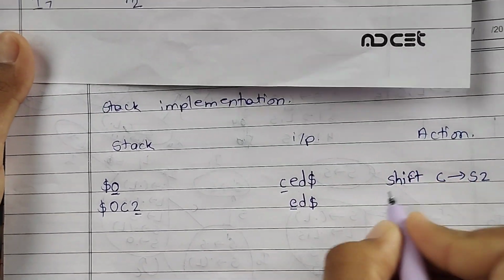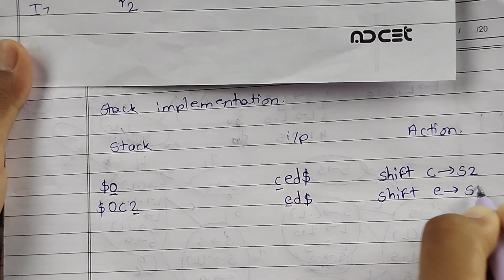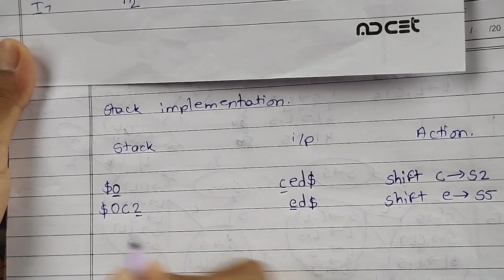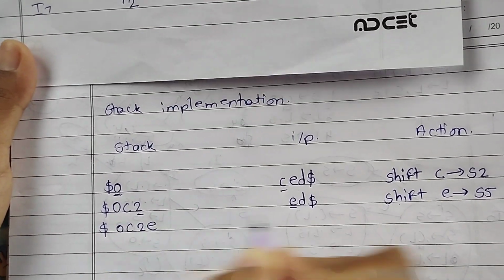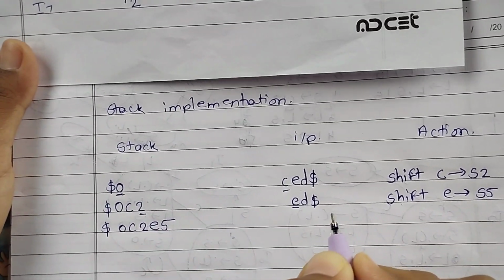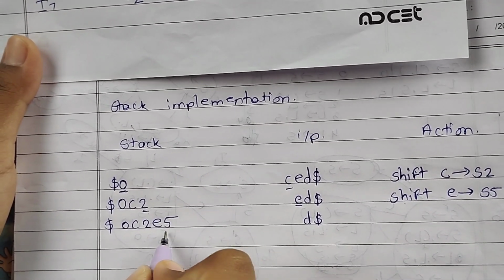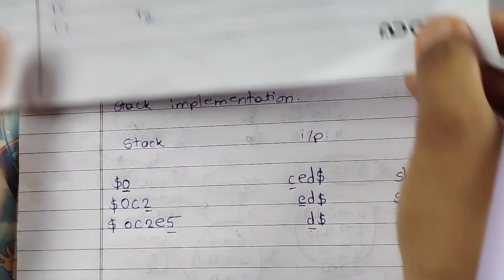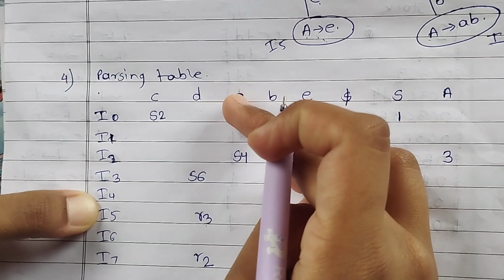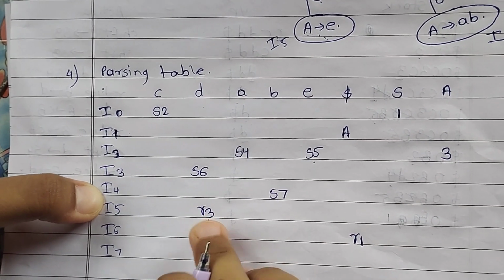So shift e, S5. So we shift e. Now $0 c 2 e and this 5. Now d$. Now this 5 and d. I5 in d. I5 and d is R3, which means reduce by R3.